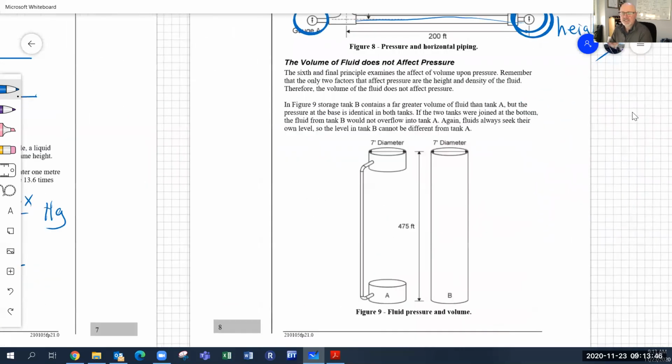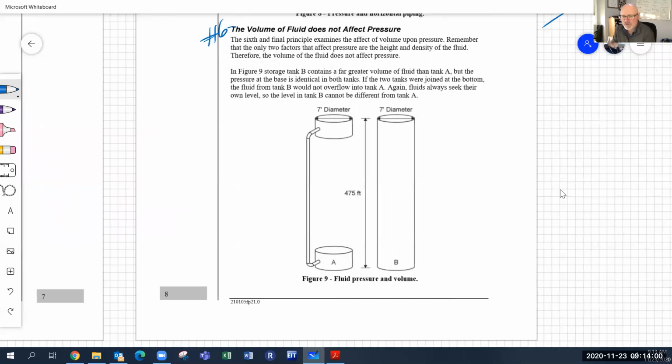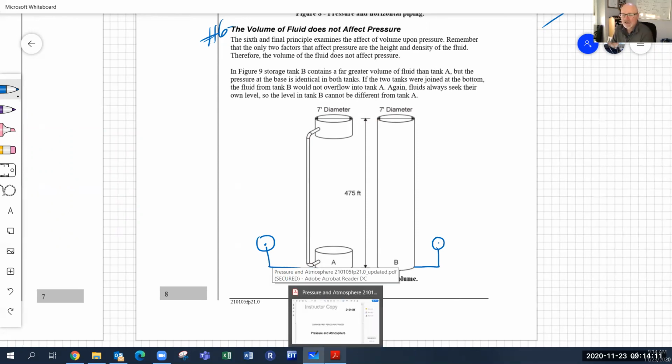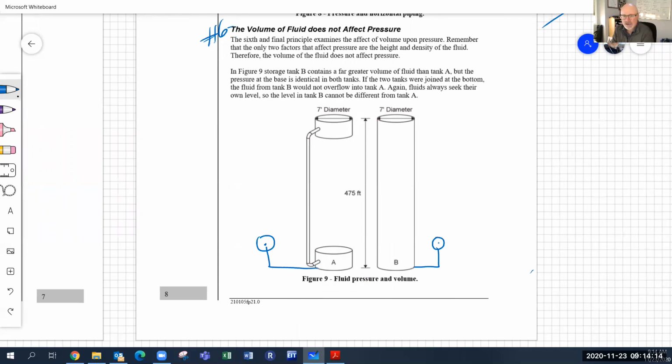And number 6, the hydrostatic pressure principle. It doesn't matter on the volume. So these 2 containers that they show in this picture, if I had a pressure gauge at the bottom right here, and if I had a pressure gauge at the bottom right here, they would both read exactly the same. It doesn't matter the volume of the fluid, it matters about the height of the fluid, okay? So volume means nothing.